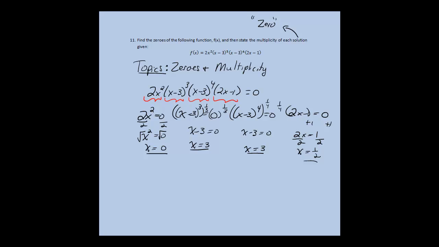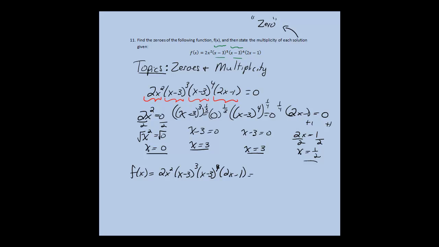When you went over this section, you should have recognized something at the very beginning, and that was that we have x minus 3 and x minus 3. So I'll just underline them. x minus 3 times x minus 3. So in reality, what I really have here is f of x equals 2x squared times x minus 3 cubed times x minus 3 to the 4th times 2x minus 1.